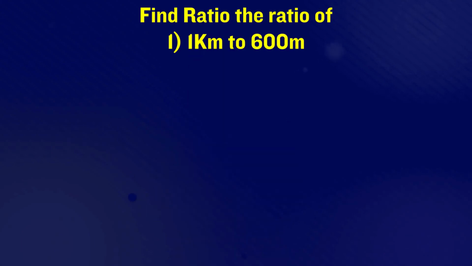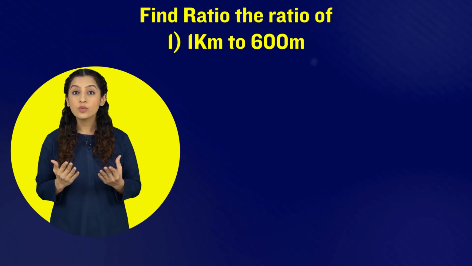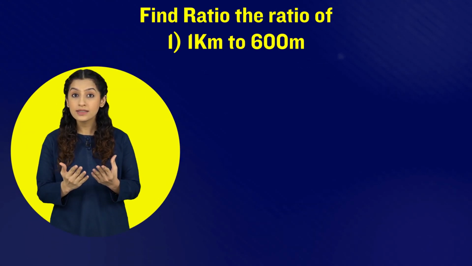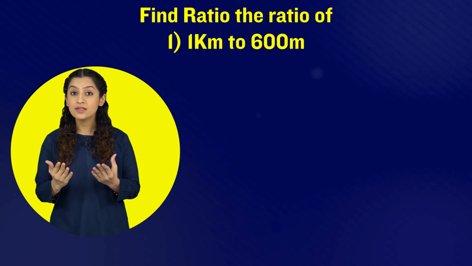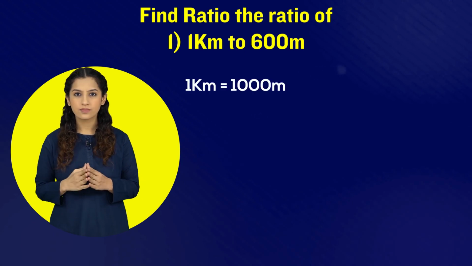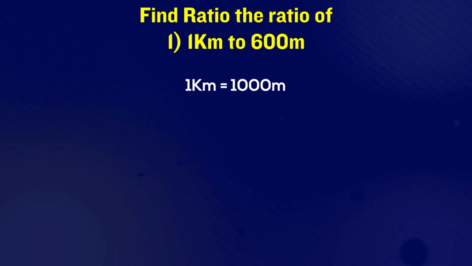Notice how both quantities are of the same kind? They're both distances, but their units are not exactly the same. To resolve this issue, the first step we carry out is to convert the quantity in kilometers to meters by using this relation. Replacing this, our ratio becomes 1000 meters to 600 meters.